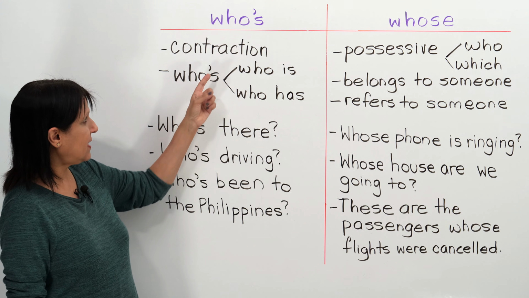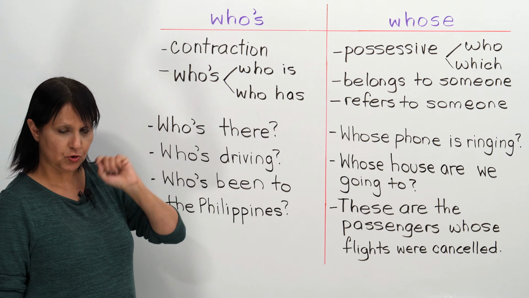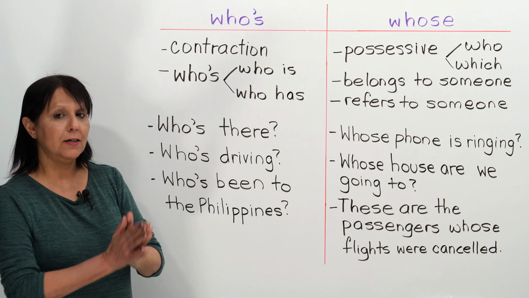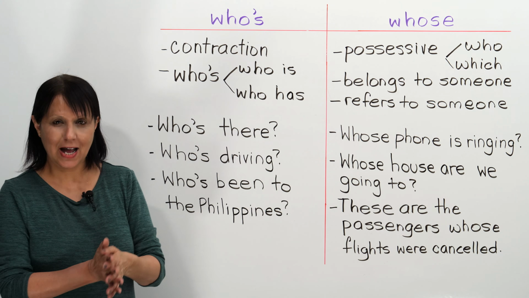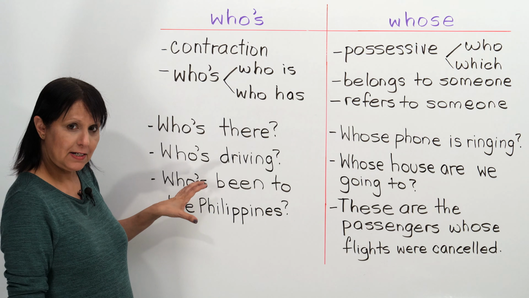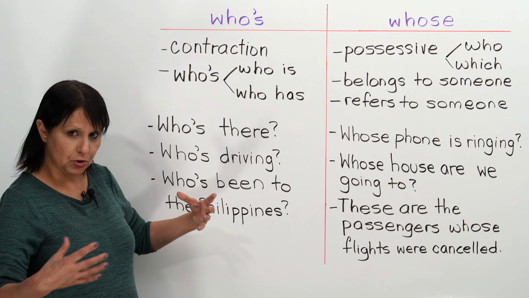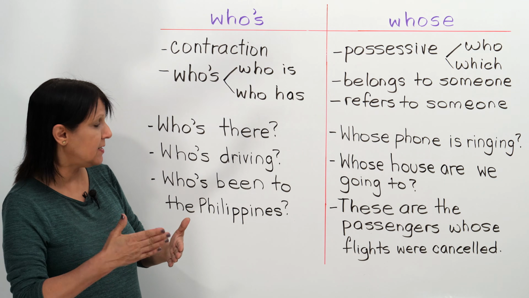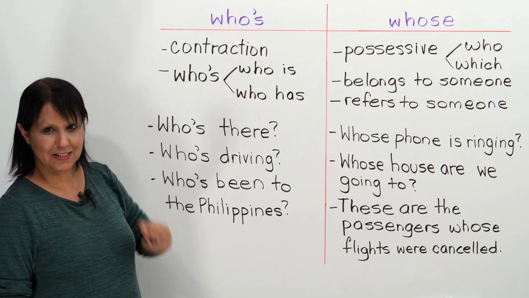All right. So as I said, this who apostrophe s can only be who is or who has. So if that makes sense in your sentence, that if you write it out, then you would need who is or who has, then use this form.